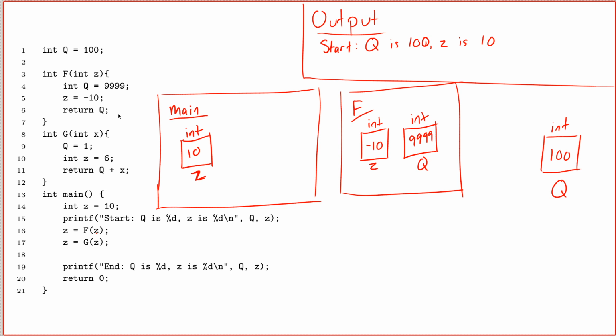And then line 6, return q. Well, q in this context, so I'm inside f, I go looking for a variable q. Oh, there it is. I found it. Okay, we're done. We don't need to look outside because I already found my variable q. So I return the value 9999. Okay, great. So I go down here and I sub in 9999 on line 16, and then f ends. And so I completely obliterate this scope here.